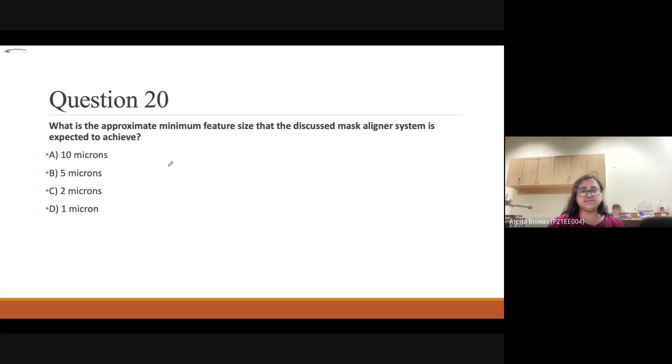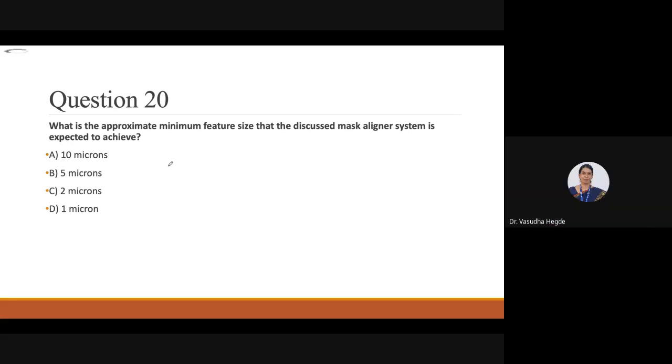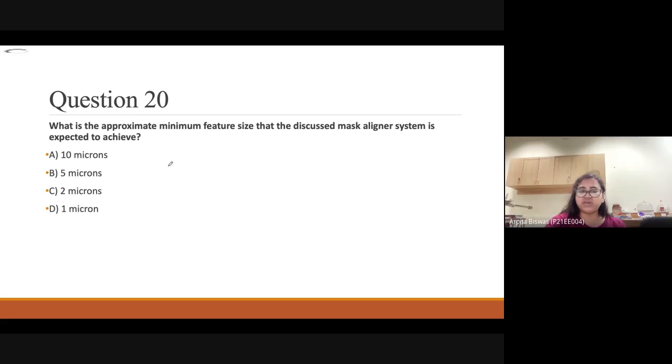So what is the right answer? What is the approximate minimum feature size that the mask aligner system is expected to achieve? 1 micron. No, it is 5 micron.